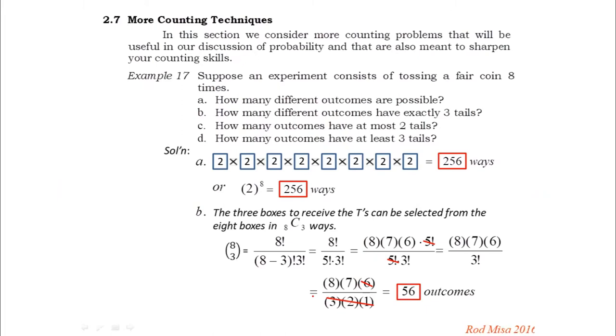Now, let's proceed to our third question here. How many outcomes have at most 2 tails? Now, in this question, we are after the result of the 8 tossing of a fair coin when you have exactly 2 tails, or exactly 1 tail, or no tail at all. Because the clue words there are at most 2 tails. So you can have exactly 2 tails, or exactly 1 tail, or no tail at all, as a result of tossing a fair coin 8 times.